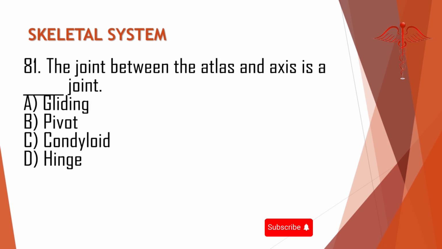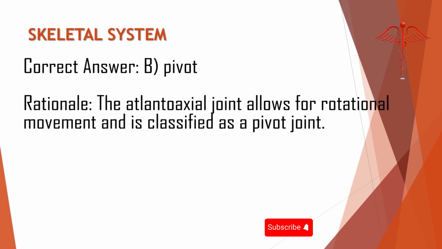81. What joint is between the atlas and axis? A. Gliding. B. Pivot. C. Condyloid. D. Hinge. Correct answer, B. Pivot. Rationale: the atlantoaxial joint allows for rotational movement and is classified as a pivot joint.